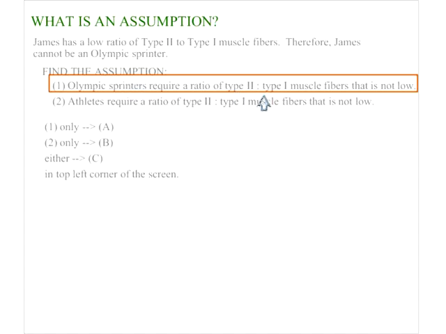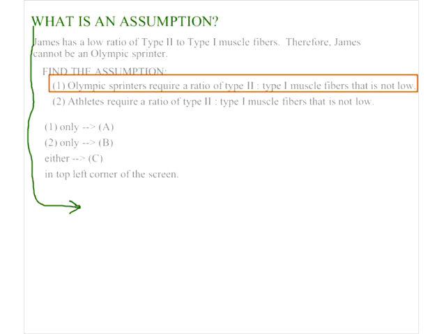The second is not a correct assumption. So what exactly is an assumption? Now let's go ahead and define what we mean by an assumption, because if you don't understand this, then you have a very low probability of being able to do well on find the assumption questions.